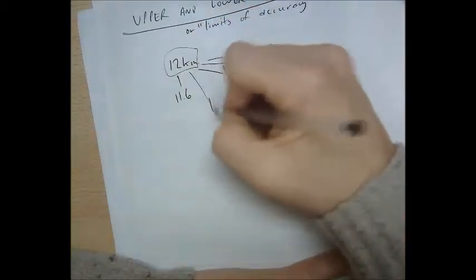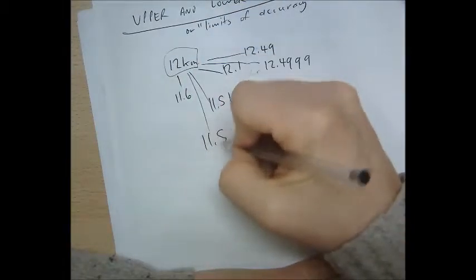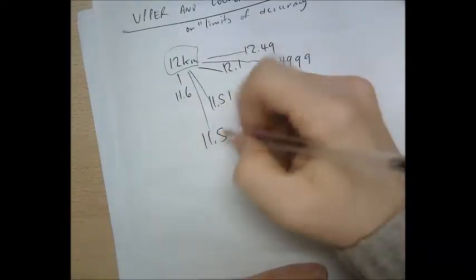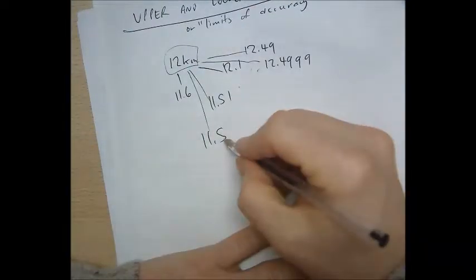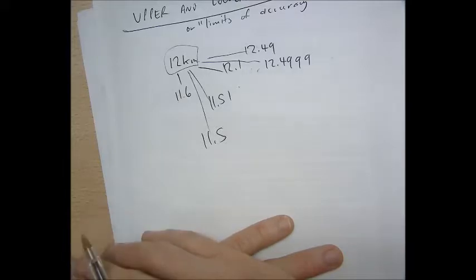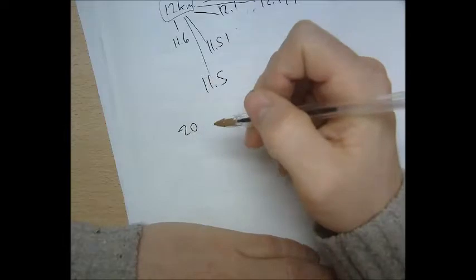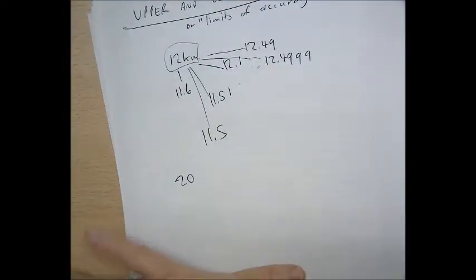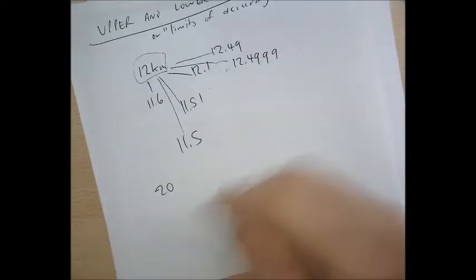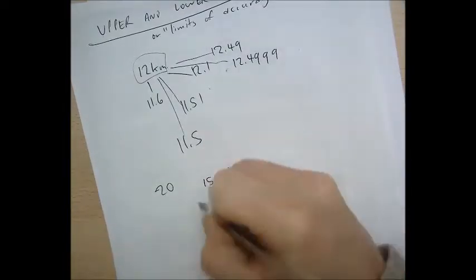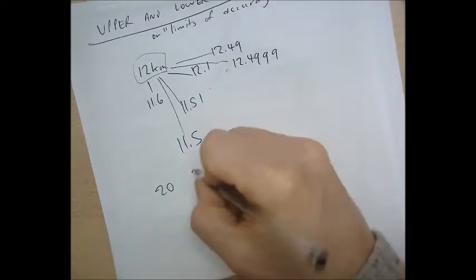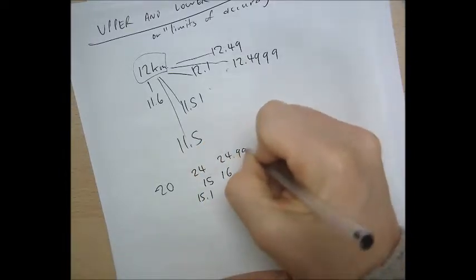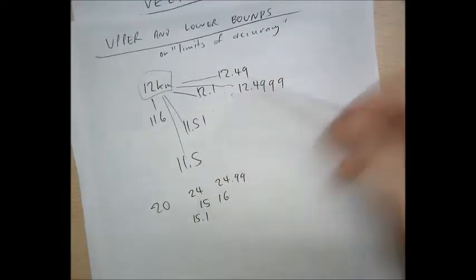It could have been 11.51. It could have even been 11.5 because we know from primary school that we round up whenever you're on the dividing line between two numbers. What about 20? Well, here you really have to know whether it was to the nearest whole or the nearest 10 or whatever. Let's assume it was to the nearest 10. Well, it could have been 15, could have been 16, could have been 15.1, could have been 24, could have been 24.99, etc.